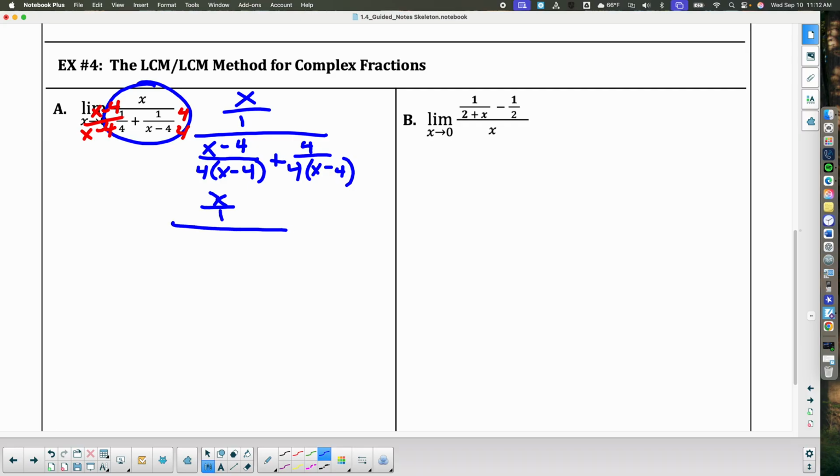And then in my next step, I'm going to put these two together. x minus 4 plus 4 is x. If things start canceling, that usually is a good sign for us.